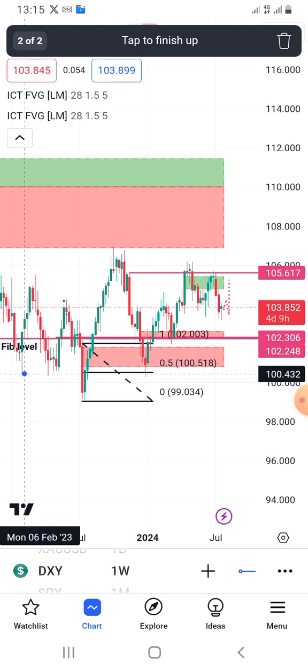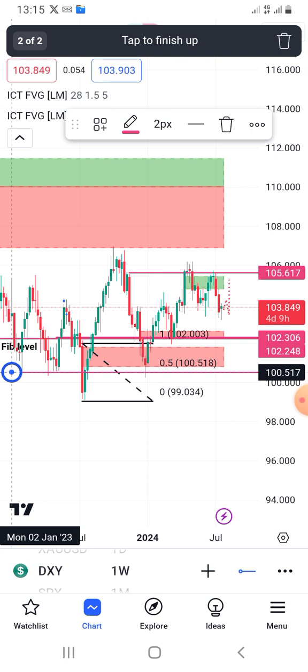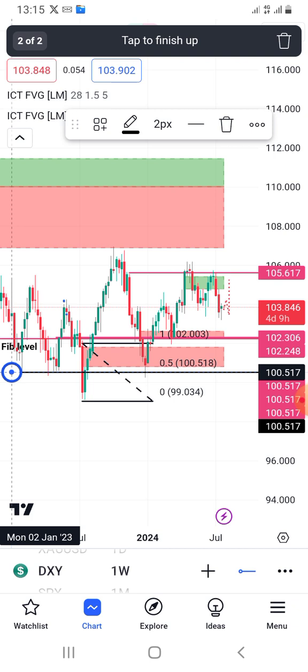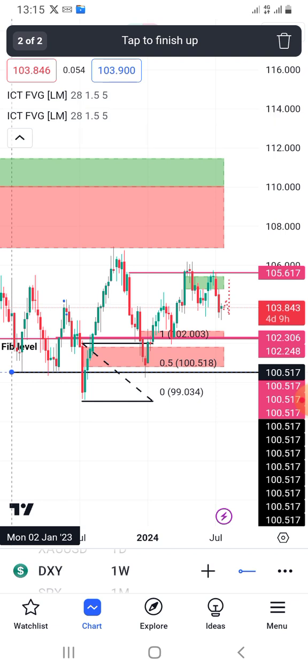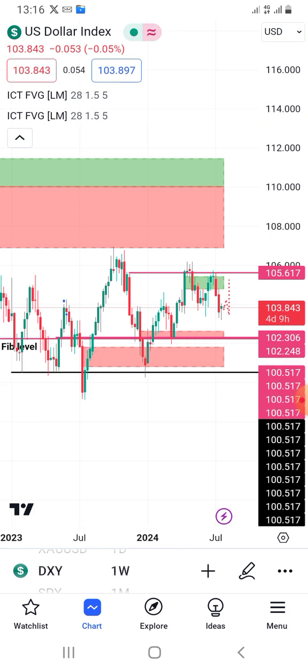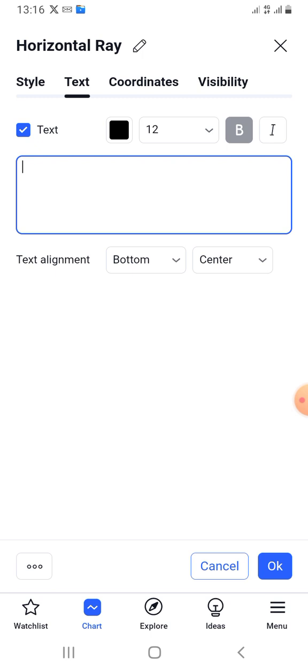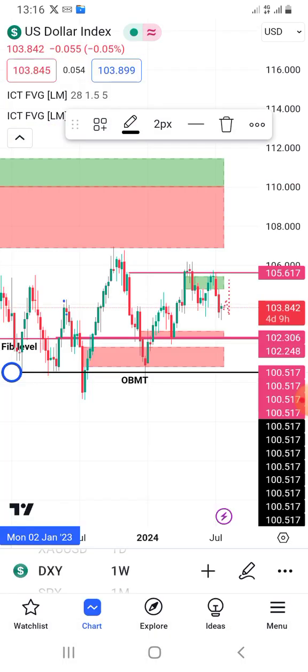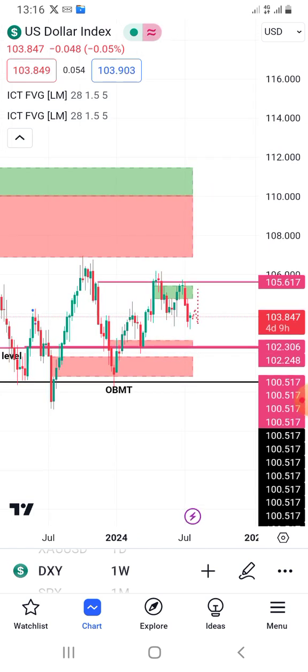Let me label it black: order block mean threshold. I don't want this video to be too long, so we're just going to label it order block mean threshold. We see that when price got into that order block mean threshold, price started buying again.